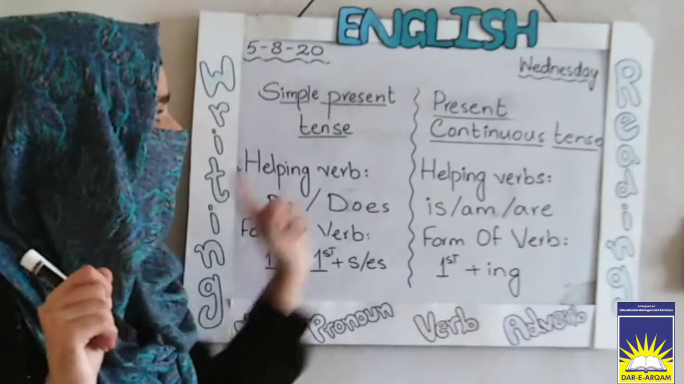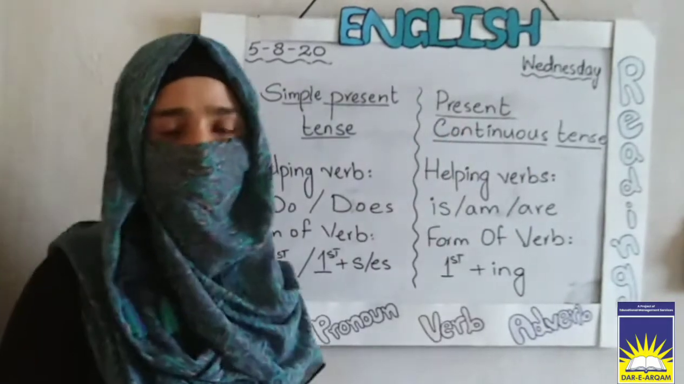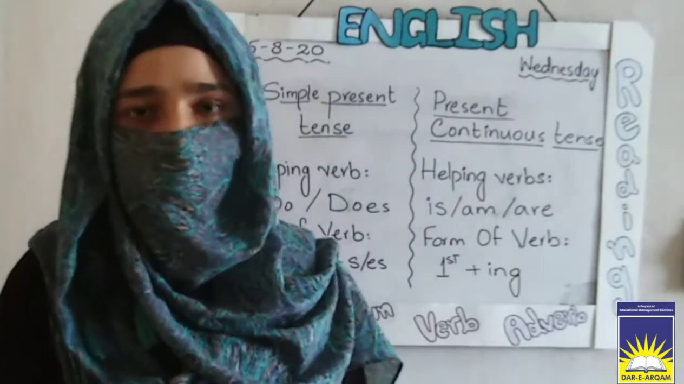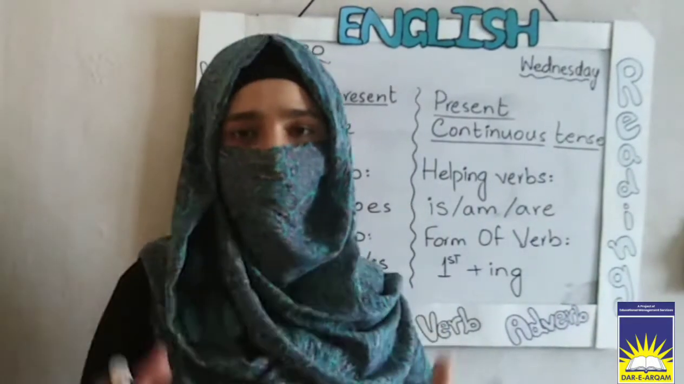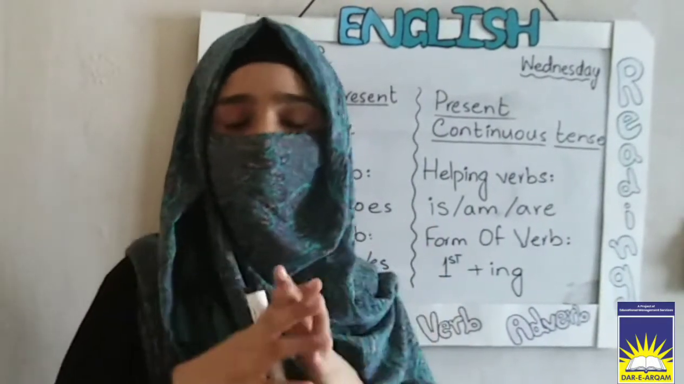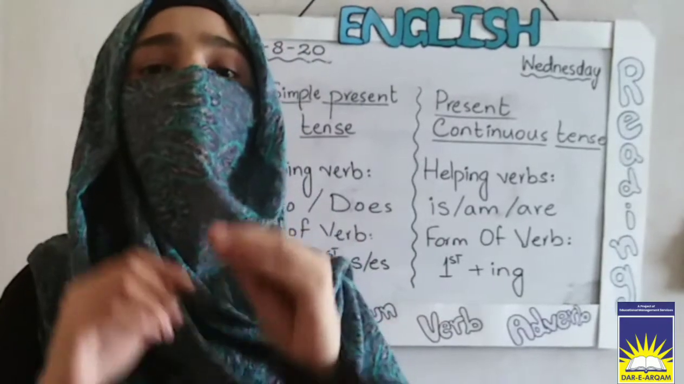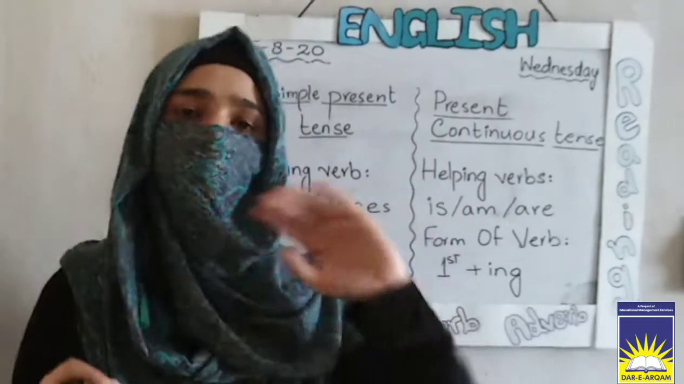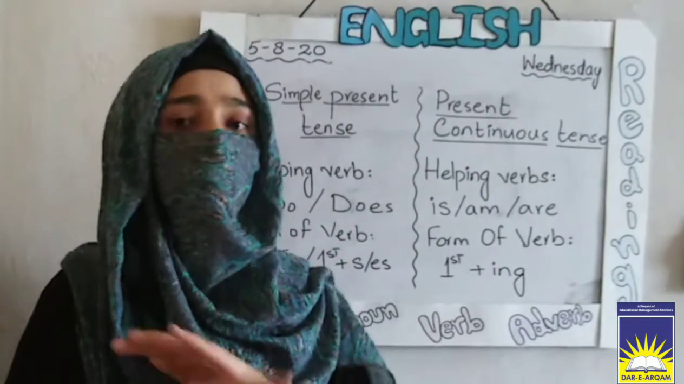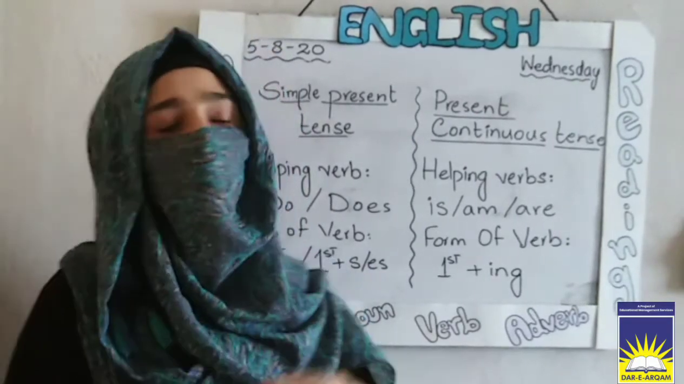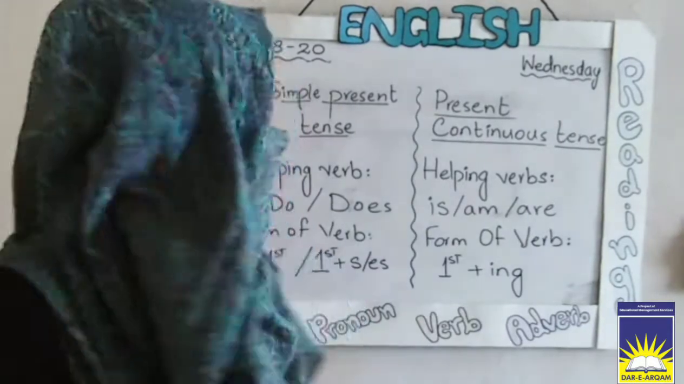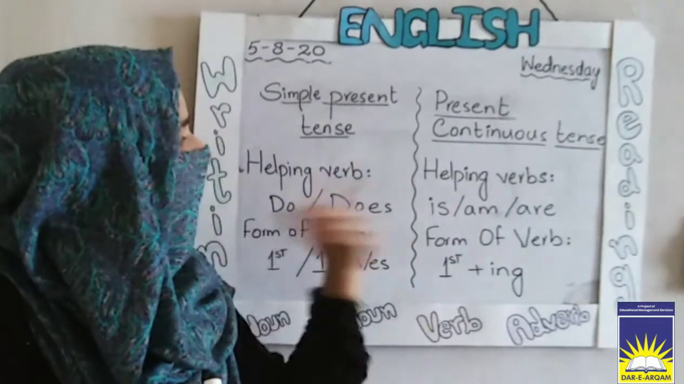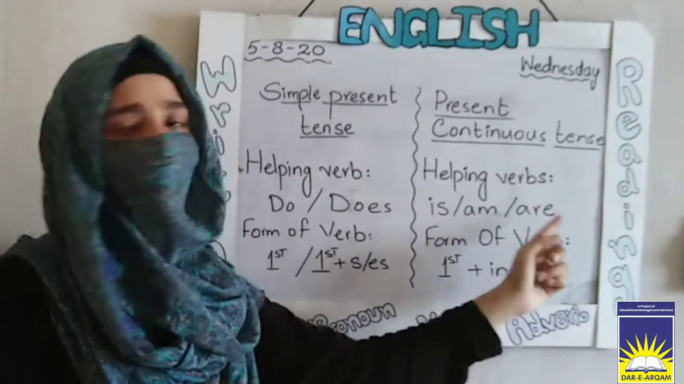Good. Now let's move on to the present continuous tense. As we know, present continuous tense is used to tell the action that is happening, that is going on and that is not completed. It means that it is in process, that is continuing, that is not completely done. So we use present continuous tense for making such type of sentences. What helping verbs do we use? We use is, am, or are.